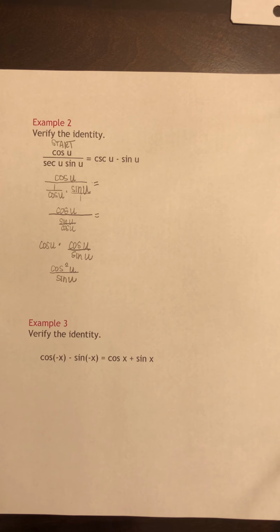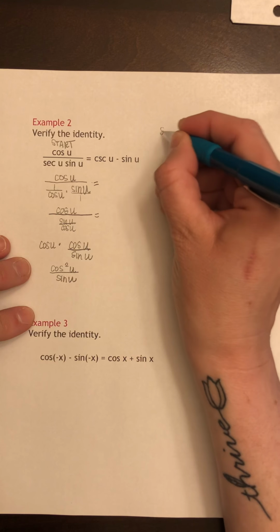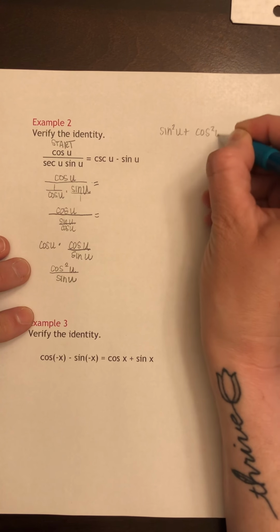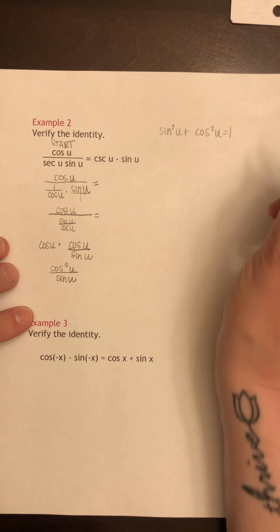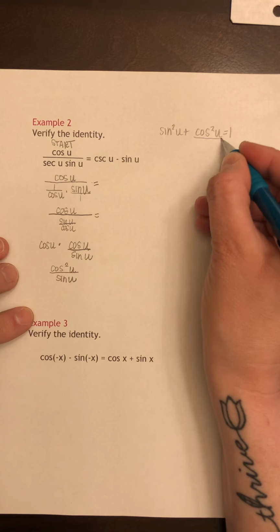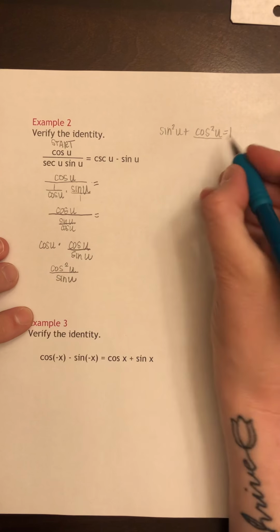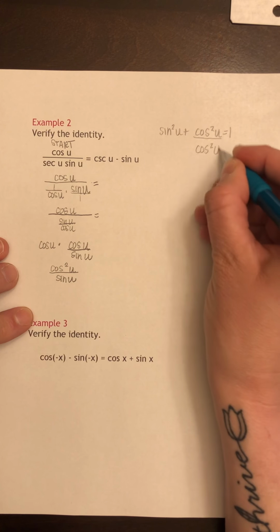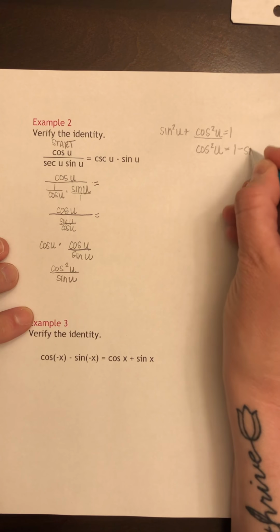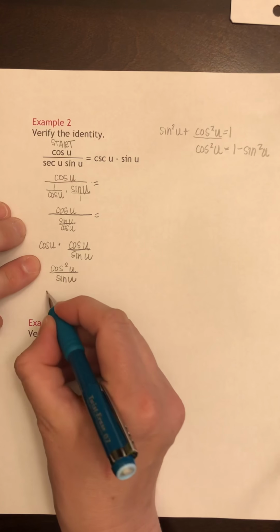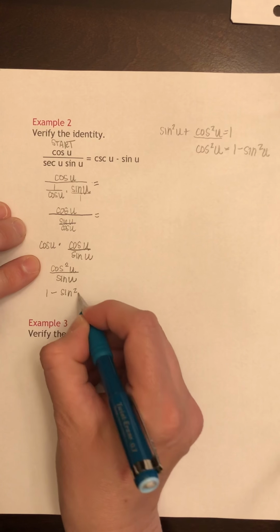So let's see. We're starting to get somewhere. Let's think about what we know about cosine squared u. And again, if I go back to the very first Pythagorean identity, and you'll go back to this one a lot, if I want to get this by itself, I need to subtract the sine squared u over. So I would have cosine squared u equals 1 minus sine squared u. Let's replace that cosine squared u with the 1 minus sine squared u.